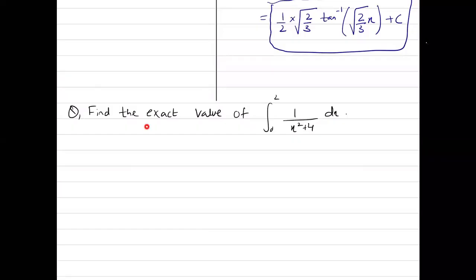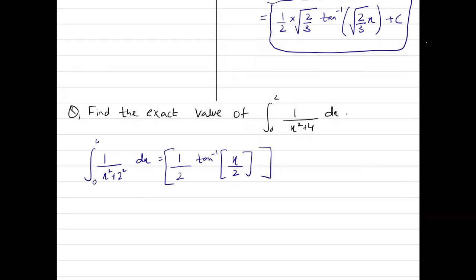So the next question is find the exact value of integration of 1 upon x square plus 4 when the lower limit is 0 and the upper limit is 2. So 4 can be written as 2 square. Now this is in the form of 1 upon x square plus a square, which is going to be 1 upon a tan inverse x upon a. I won't be writing plus c. Instead, I'm going to apply the limits.